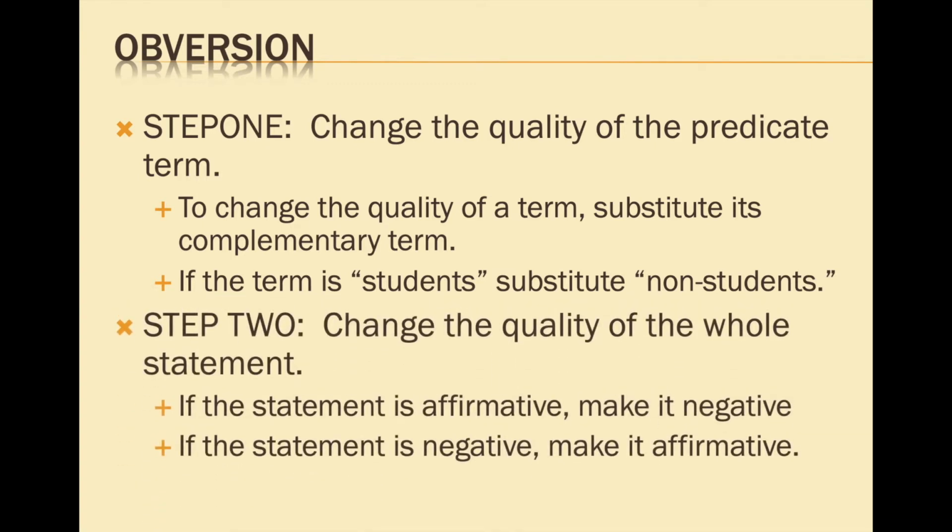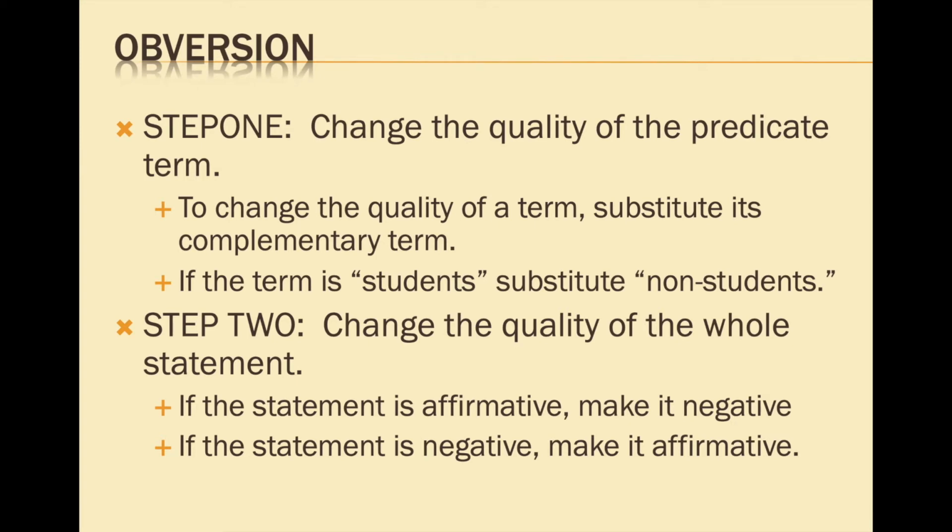And then once you've done that, step 2 is to change the quality of the whole statement, which is to say, if the statement is affirmative, you make the statement negative. If the statement is negative, you make it affirmative. And it's important, I think, to emphasize here, you do not change the quantity of the statement. If it's universal, it remains universal. If it's particular, it remains particular. You're just changing the quality of the statement.